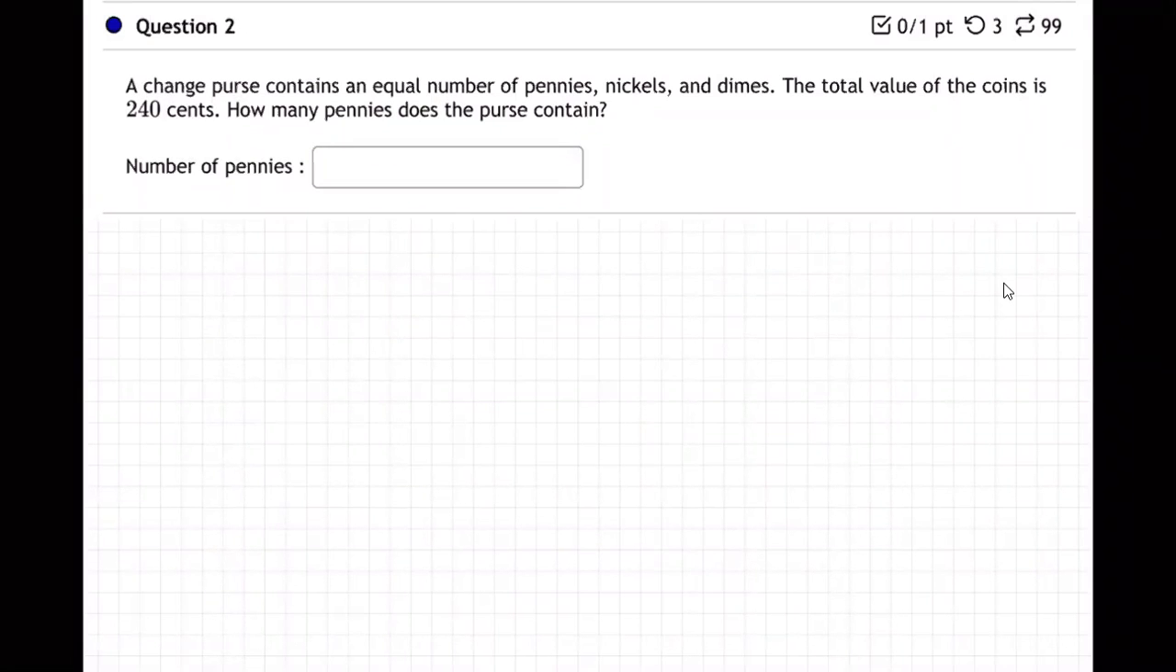Okay, so a change purse contains an equal number of pennies, nickels, and dimes. The total value of the coins is 240 cents. How many pennies does the purse contain? All right, so P is the number of pennies.